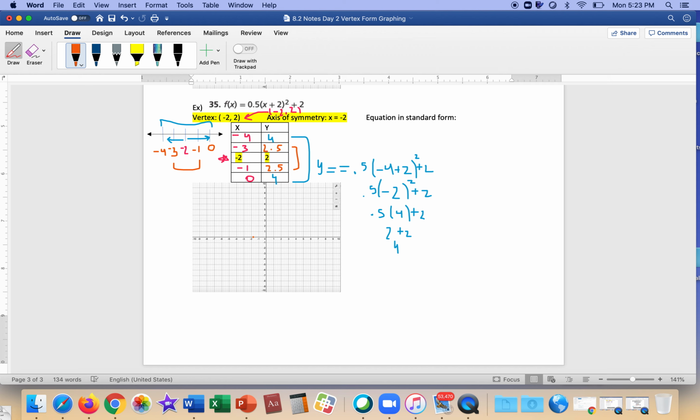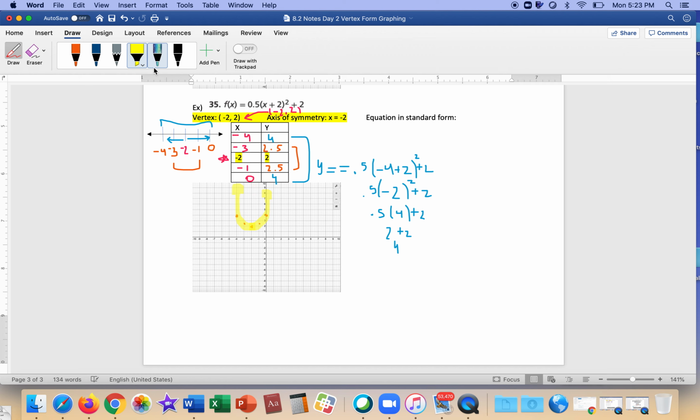So we have -2, 2. So -2, 2. Right in there. We have -4, 4. So -4, 4. We have -3, 2.5. We have -2, 2. We have -1, 2.5. And we have 0, 4. Okay, so now we'll start at the center. Make your U shape as best as possible. Arrows. Start at center, vertex, U shape.